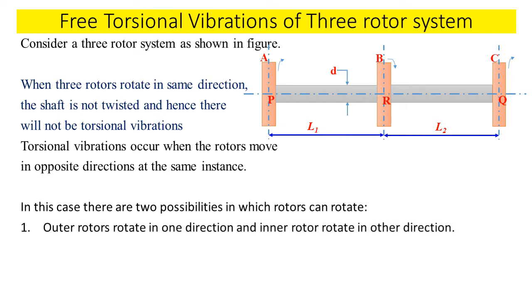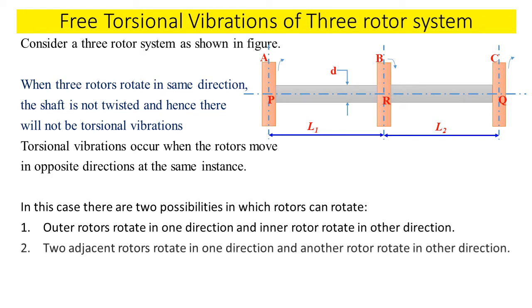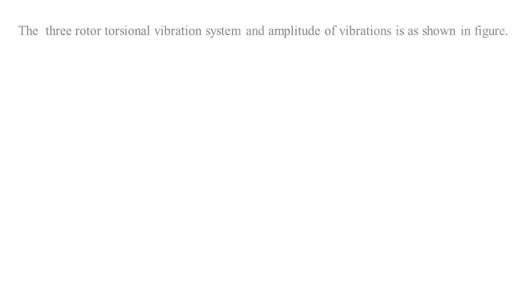In this case, there are two possibilities in which rotors can rotate. One, outer rotors rotate in one direction and inner rotor rotates in other direction. Second one, two adjacent rotors rotate in one direction and another rotor rotates in other direction. The 3-rotor torsional vibration system and amplitude of vibrations is as shown in figure.